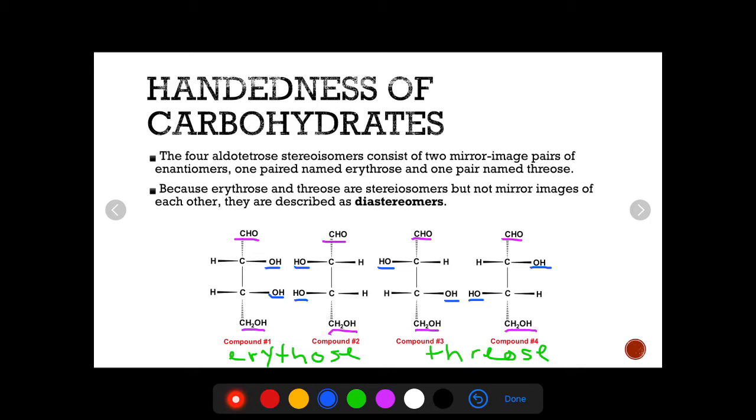But if we were to compare compound 1 and 3, okay, those would not be mirror images, right? So we would call those a diastereomer. And then compound 2 and 4, same thing. It's not a mirror image, but it does have the same formula. Well, not even a different arrangement, but they're not superimposable. They're not mirror images. So there would be a diastereomer.